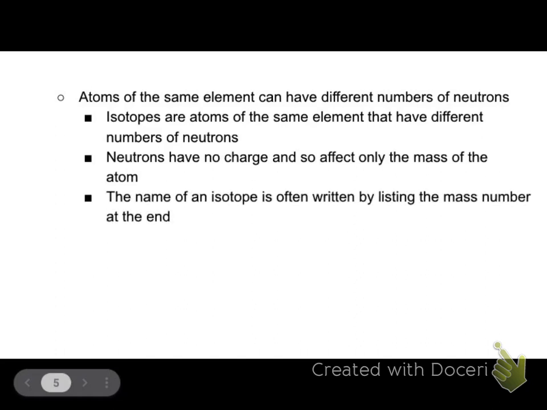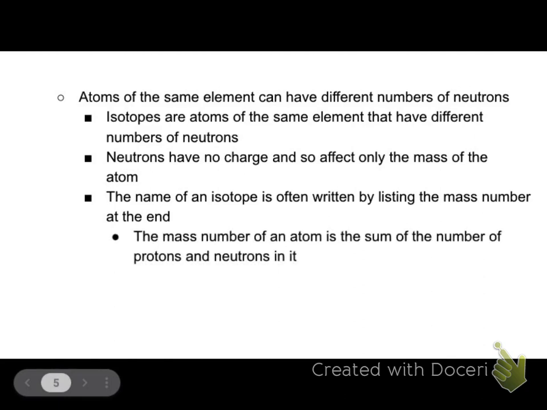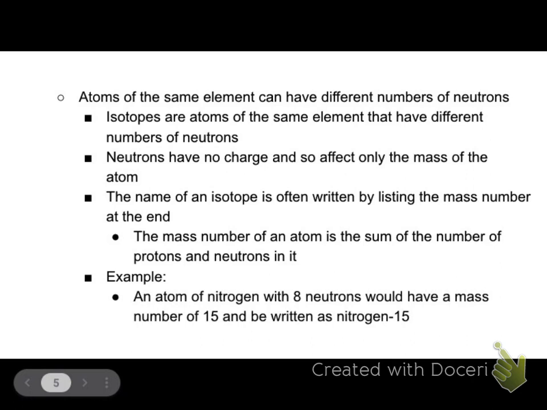The name of an isotope is written by listing what we call the mass number at the end of the name of the element. So the mass number is the total number of protons and neutrons combined. For example, if we have an atom of nitrogen, and that nitrogen atom has 8 neutrons in it, it would have a mass number of 15. Because it has 8 neutrons, and we know since it is nitrogen that it must have 7 protons. And when we combine those numbers, we get 15.